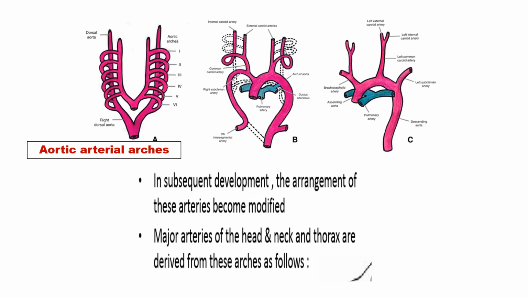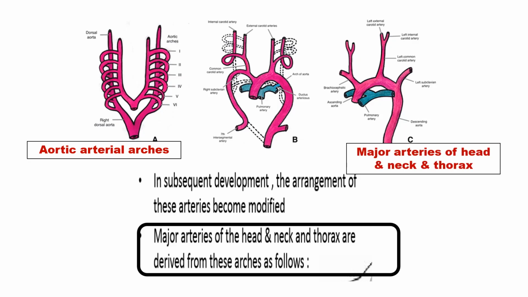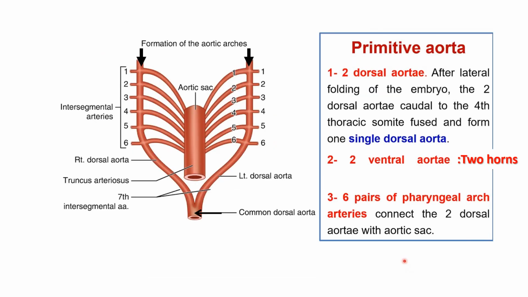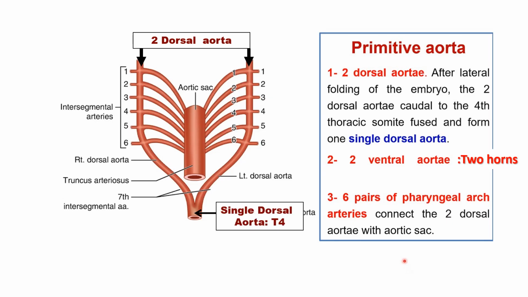So, aortic arterial arches. These arterial arches finally take part in forming the major arteries of the head, neck and thorax. So, primitive aorta, that is the two dorsal aortae: after the folding of the embryo, the two dorsal aortae caudally fuse at the fourth thoracic somite to form a single dorsal aorta.